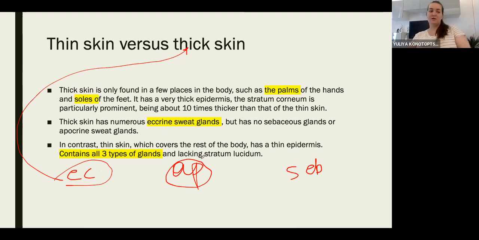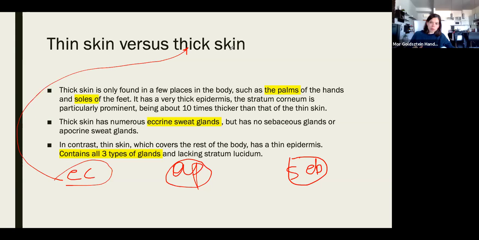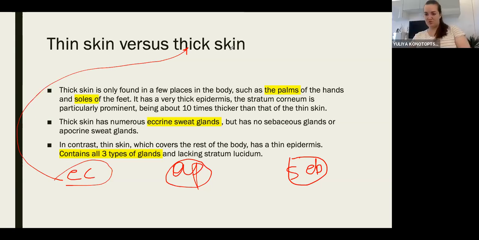Armpit, which is axilla, nipples, periolar region, anus, pubic area, the weird places. Okay, so that's where you have the apocrine sweat glands. Sebaceous are associated with hair follicles. Does your thick skin have hair? No. It could not possibly have the sebaceous. So if those three sweat glands are present in the thin skin, the thick skin only has the eccrine.